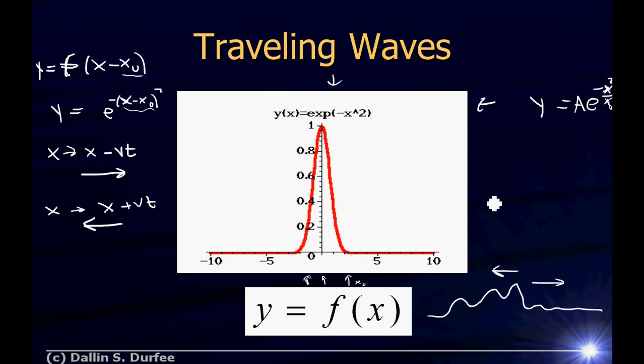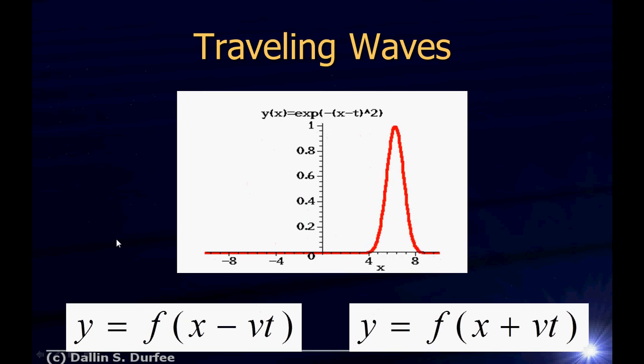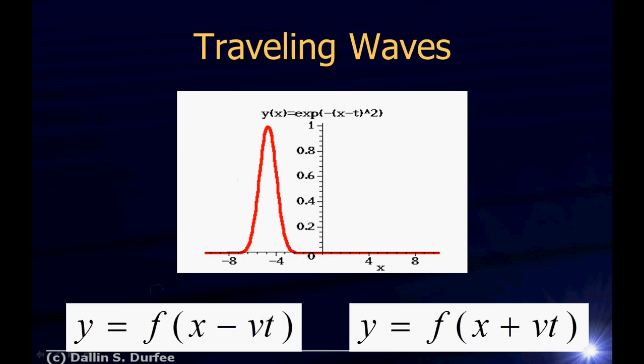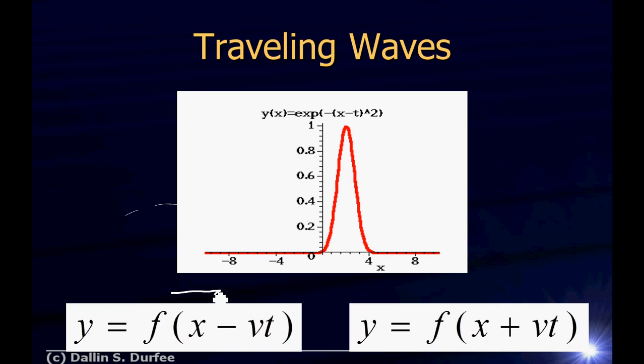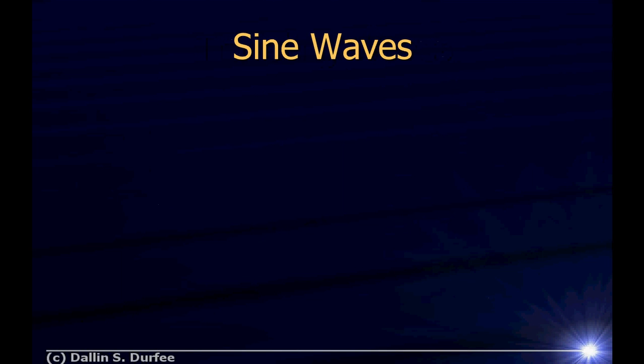So here's an example. We're going to take this wave right here, and I'm going to take this expression, replace x with x minus vt, and plot that on the computer and see what happens. There it is. So if I replace x with x minus vt, I get a wave traveling in the plus x direction. If I replace it with x plus vt, I get a wave traveling in the minus x direction.